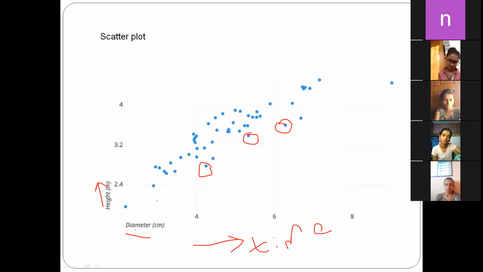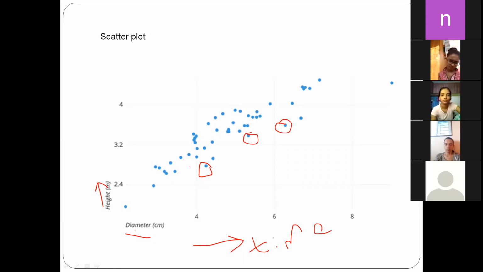A scatter plot. Data sets are going to be scattered here. Based on the places of the data sets, we are going to analyze the data. What is the relationship between the data? We can analyze it like this. Okay, we'll move to the next one.